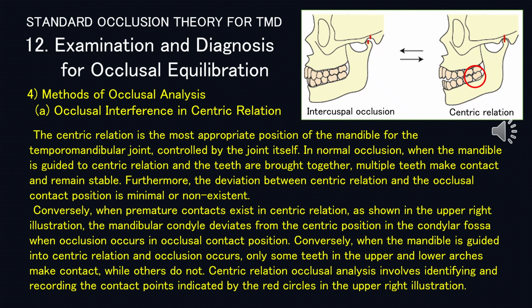Conversely, when premature contacts exist in centric relation, as shown in the upper right illustration, the mandibular condyle deviates from the centric position in the condylar fossa when occlusion occurs in occlusal contact position. Conversely, when the mandible is guided into centric relation and occlusion occurs, only some teeth in the upper and lower arches make contact, while others do not. Centric relation occlusal analysis involves identifying and recording the contact points indicated by the red circles in the upper right illustration.